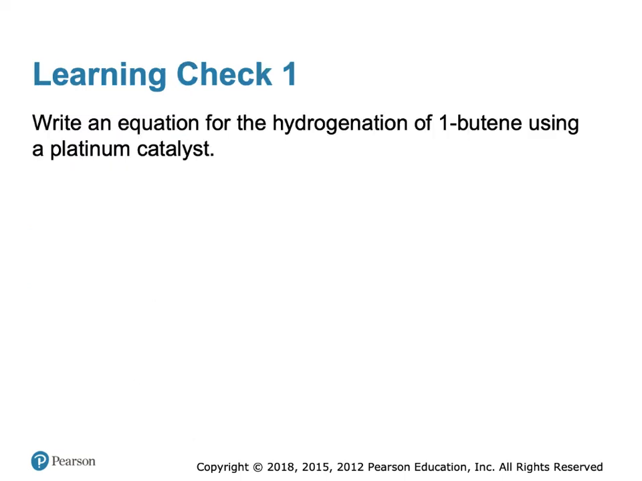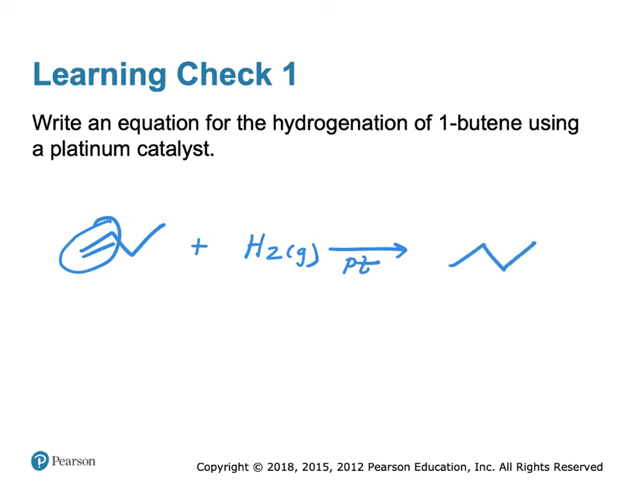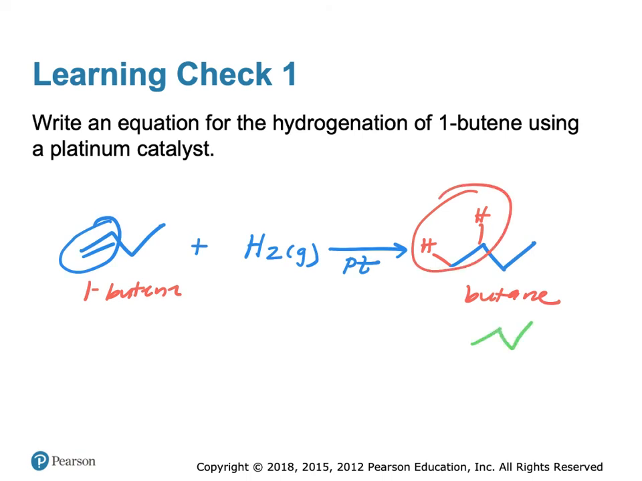Let's write an equation for the hydrogenation of 1-butene using a platinum catalyst. So in hydrogenation reactions, the products are always alkanes. So here's 1-butene plus hydrogen gas. I'm going to say we have a platinum catalyst, and I'm going to add hydrogen across this double bond. Now this is a bond line structure, so we're going to take 1-butene and we are going to make butane. Now I just drew the hydrogens in here so you could see them, but your correct answer will just be the structure for butane without the hydrogens drawn in.